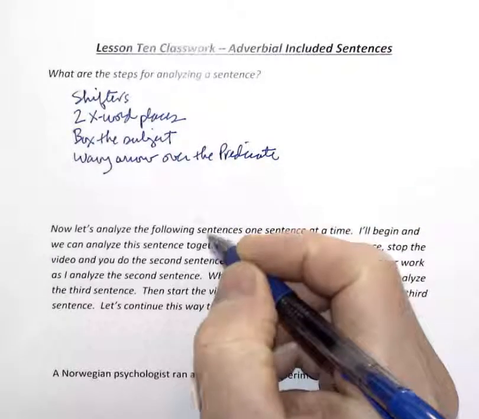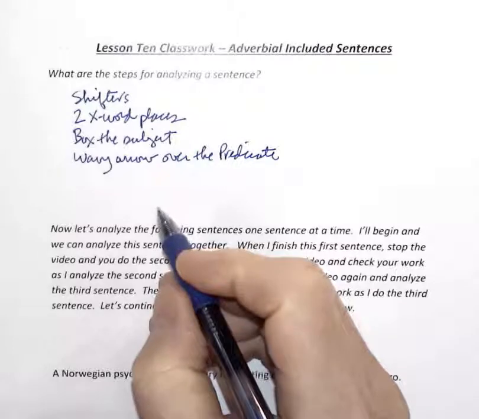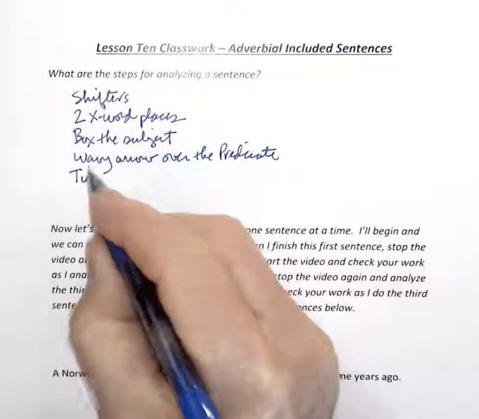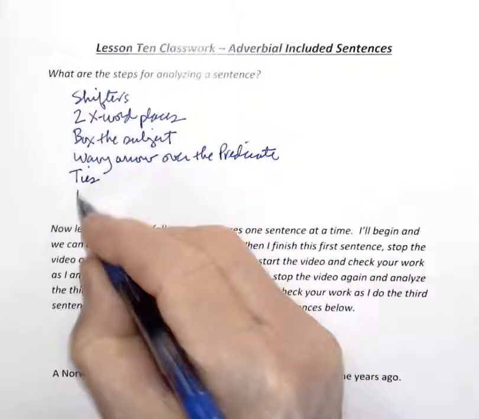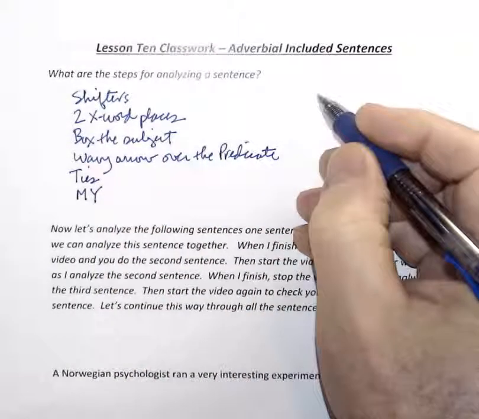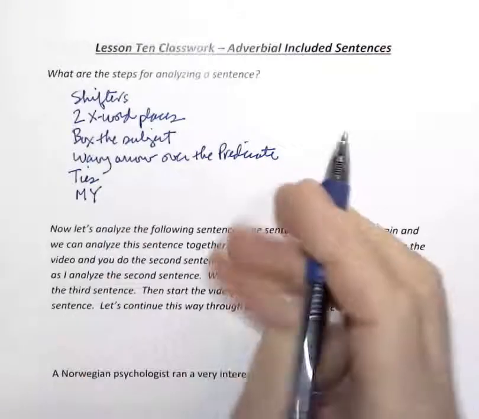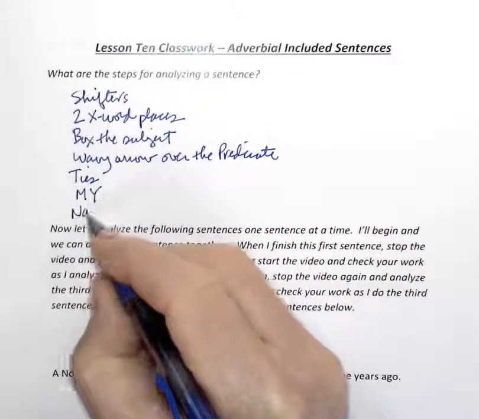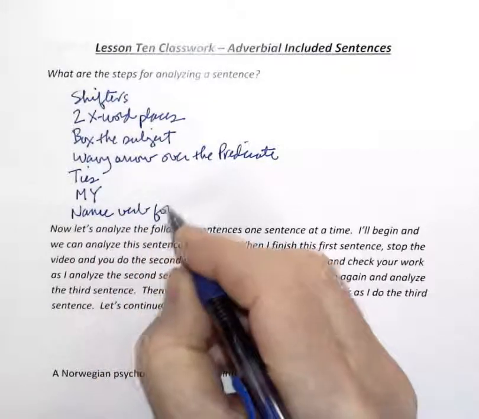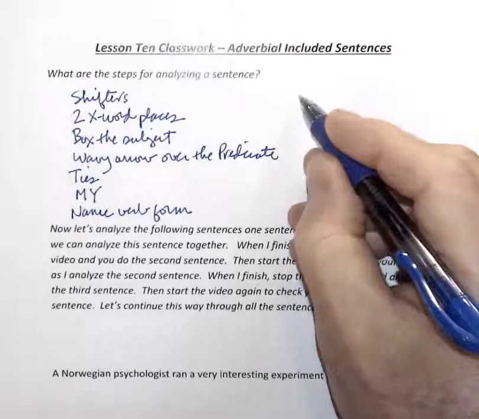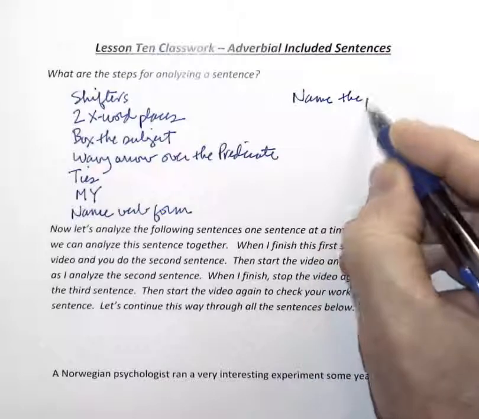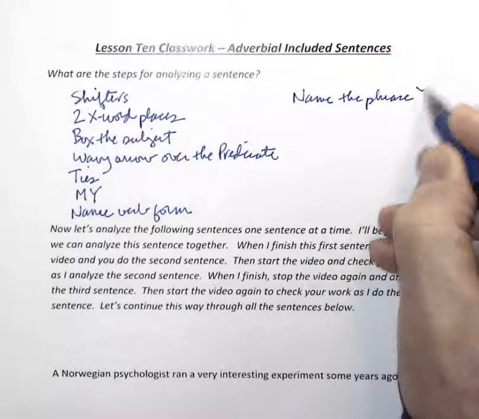Now, I usually show the M and the Y places next, but honestly, the best thing to do would be to find the ties, and that makes it easier to find the M and the Y place. Next, if there's a verb in Y that has a tie, then we should name the verb form. Name the verb form in Y. And then name the phrase in Y.